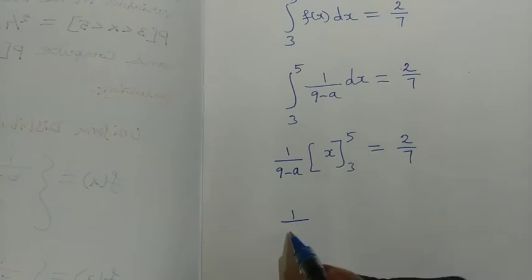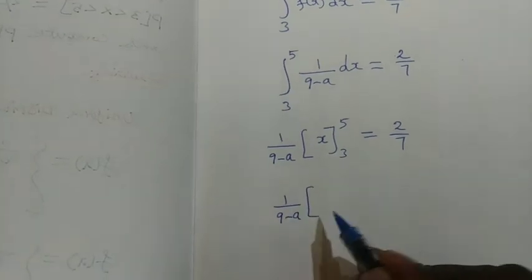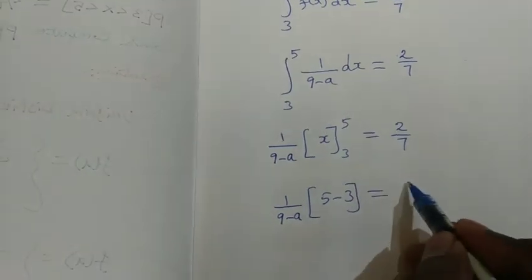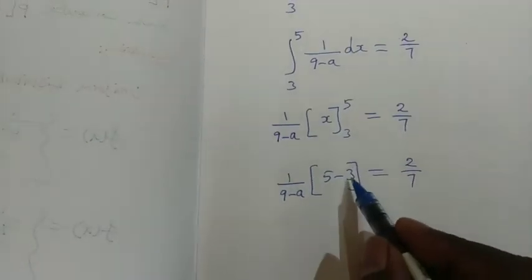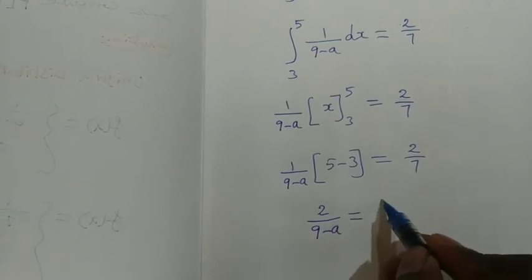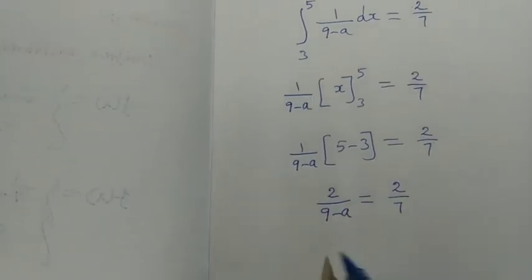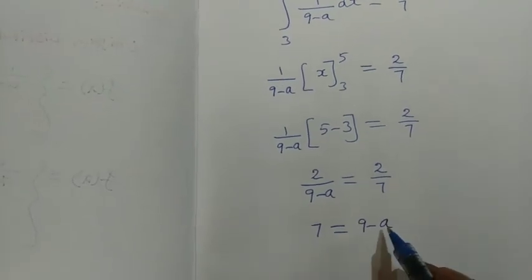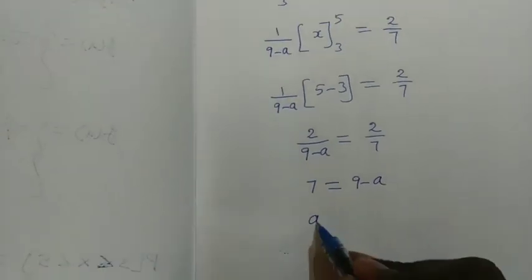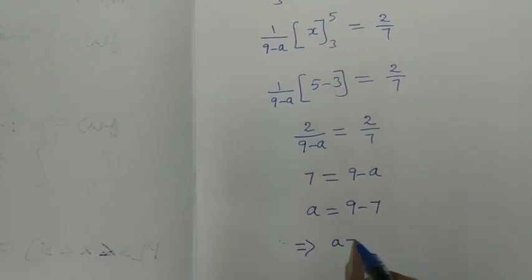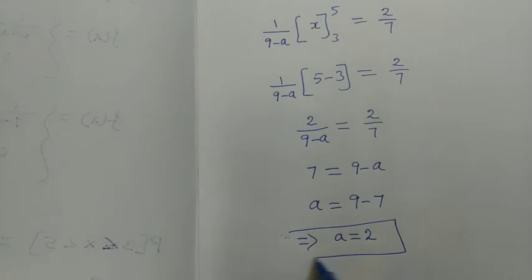So 1 by (9 - a) into upper limit 5 minus lower limit 3 is 2 by 7. So 5 minus 3 is 2. So 2 by (9 - a) is equal to 2 by 7. The 2 cancels, so 7 is equal to 9 minus a. To find a, a is equal to 9 minus 7, which implies that a equals 2. So we found the a value.